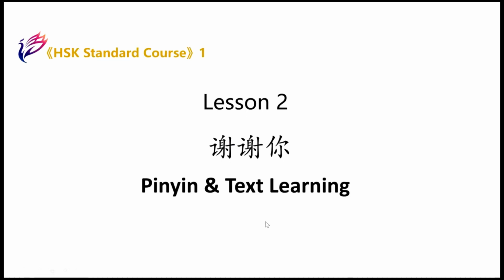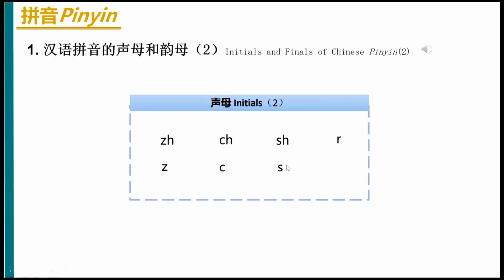Lesson 2. 谢谢你. First, pinyin and text learning. So last time in lesson 1, we had learned the first part of Sheng and Yunmu, initials and finals. Today we are gonna finish the learning of the basic Chinese pinyin, the second part of initials and finals. First, the initials. 声母2. Initials 2.